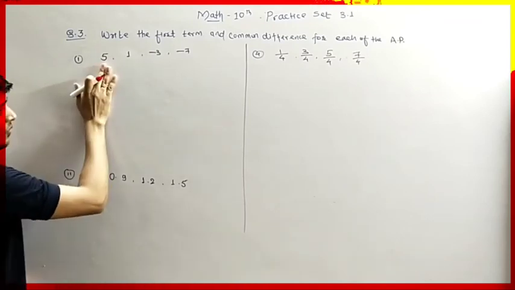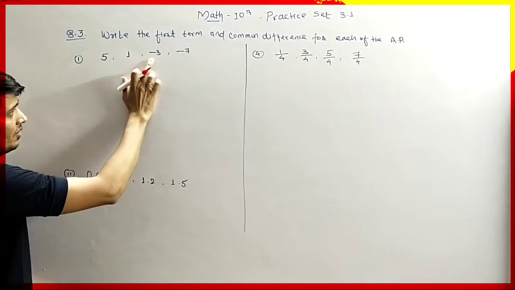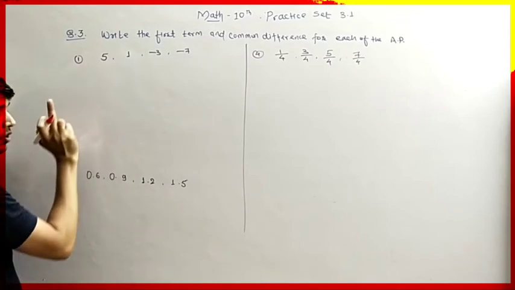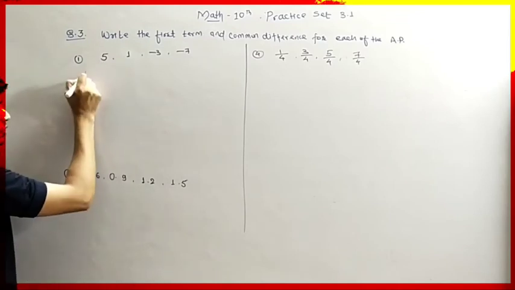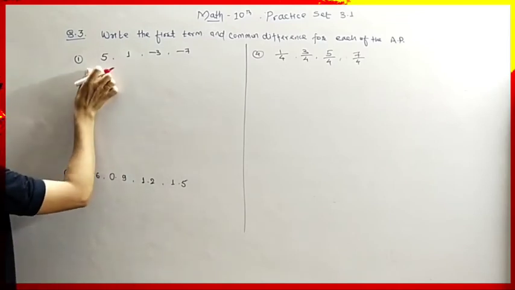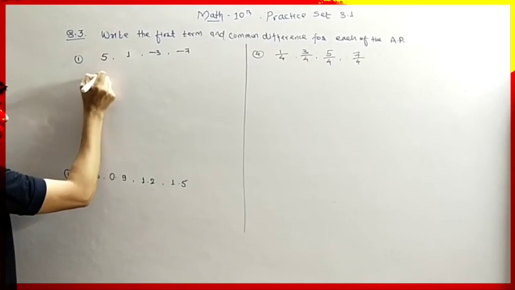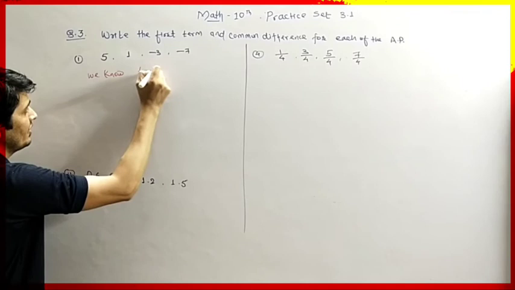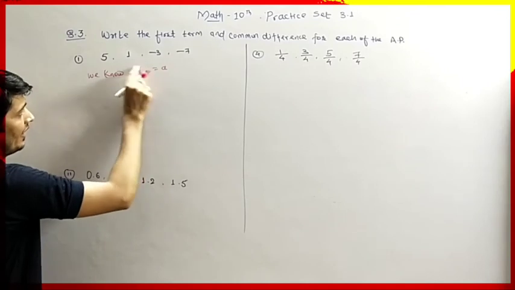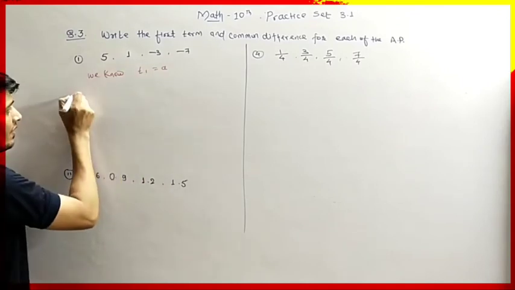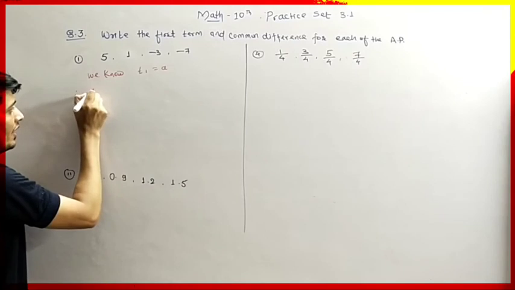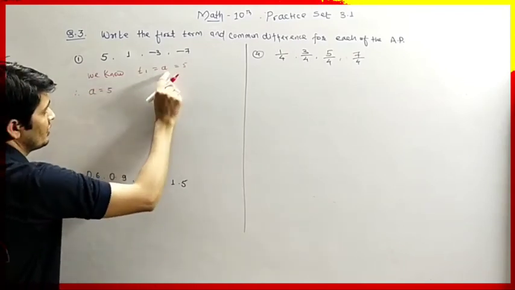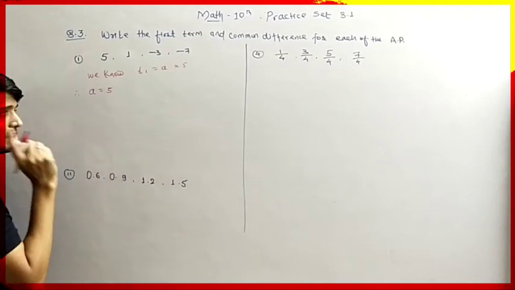See, the sequence is 5, 1, minus 3 and minus 7. That means the first term is called A. So T1, we know first term equals A, and A here is 5. Therefore A equals 5 is the first term.